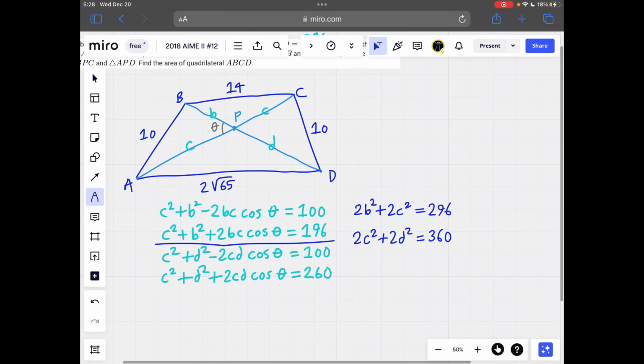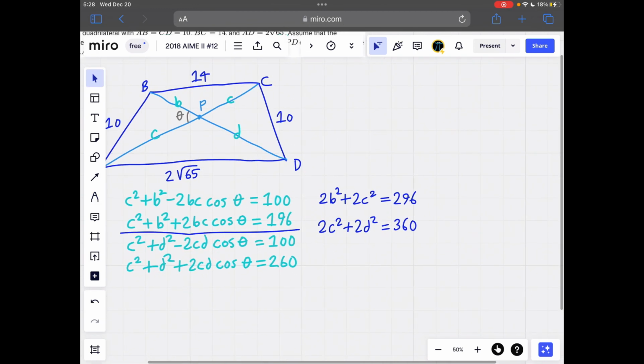Now, what else can we do here? We could also subtract the first from the second to get an equation only in terms of bc and cosine theta, and we could do the same for the second set of two. You'll see what I mean when we do this. c squared plus b squared plus 2bc cosine theta minus c squared plus b squared minus 2bc cosine theta. That's a difference of 4bc cosine theta, which is equal to 96.